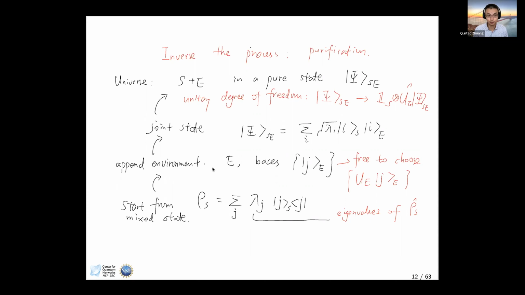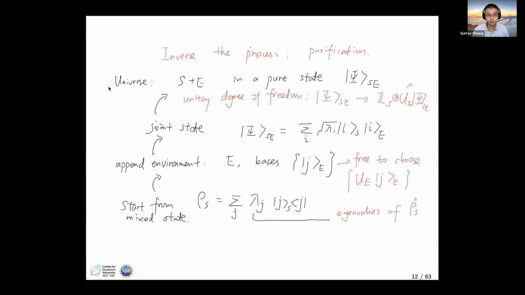Essentially, you have a system, you try to introduce environment E such that you can write out a joint state SE so that the reduced state of this is the initial state you have. You can do it in different ways, but this is one way to do it. First, you diagonalize the reduced mixed state, and then you append this environment basis E. From here, we see that the dimension of the environment only has to be the same as the dimension of the system to guarantee there's a purification. So we just write out this pure state in this form. From these eigenvalues, you get the spectrum. And this is exactly the Schmidt decomposition.